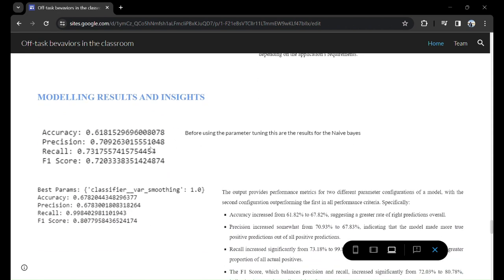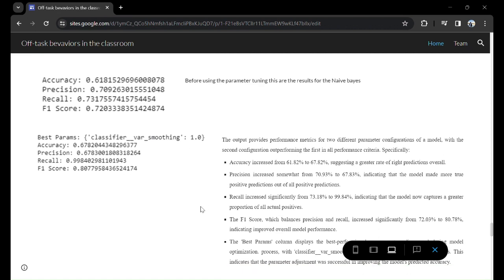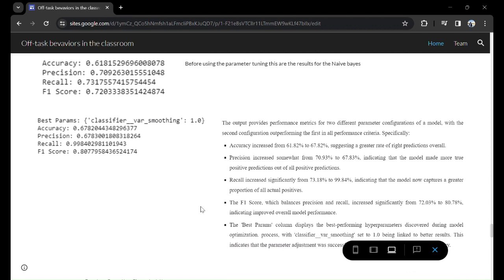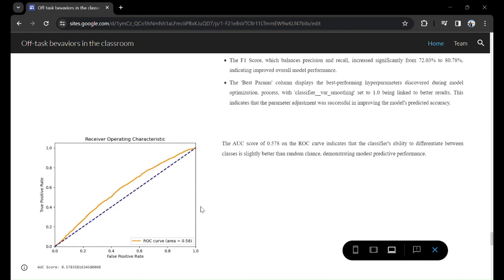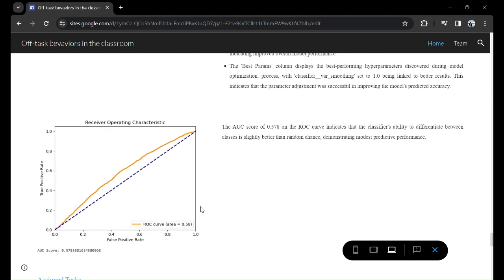When coming to model results and insights, initially we used Naive Bayes and we got an accuracy of 61%, recall 73 and F1 72. And after using the classifier variable, we saw some changes in accuracy from 61 to 67%, recall 73 to 99 and F1 72 to 80. And by looking at this graph, the AUC score of 0.58 on the ROC curve indicates the classifier's ability to differentiate between the classes is slightly better than random choice.